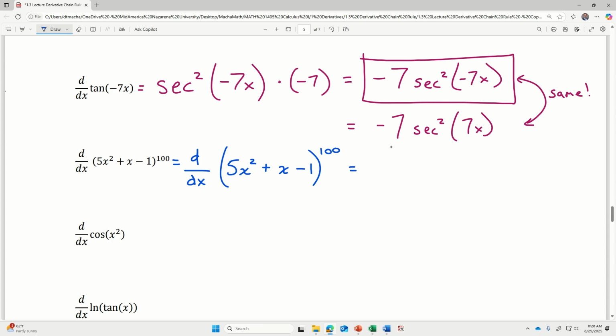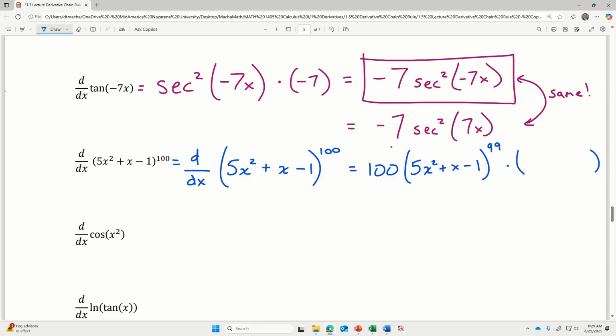And so first, I'm going to take the derivative of the outside function. And the power rule says I'm going to bring down the 100, right? And then I'm going to subtract 1 to get the 99th power. And then my chain rule says I leave everything on the inside alone. Just leave it alone for right now. Then I'm going to multiply times the derivative of the inside function. So now the inside function is 5x squared plus x minus 1, everything inside the parentheses.